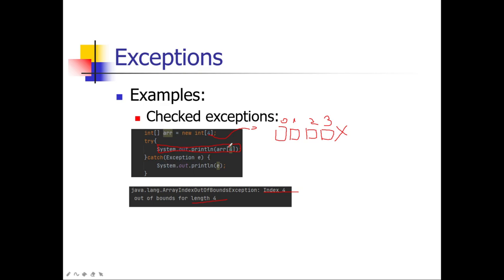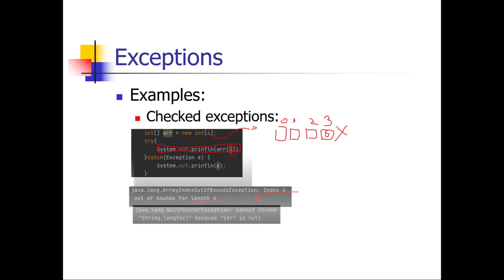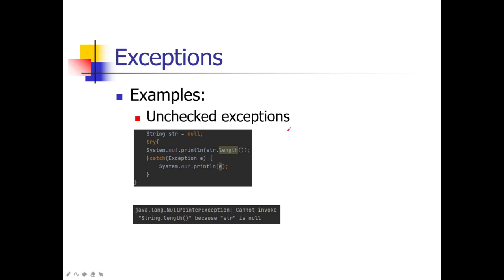If we, for example, asked for 3, it would have given us the record that is on place 3. For example, if it was 6, we would have had 6 in the console. And here we have an example for unchecked exception.